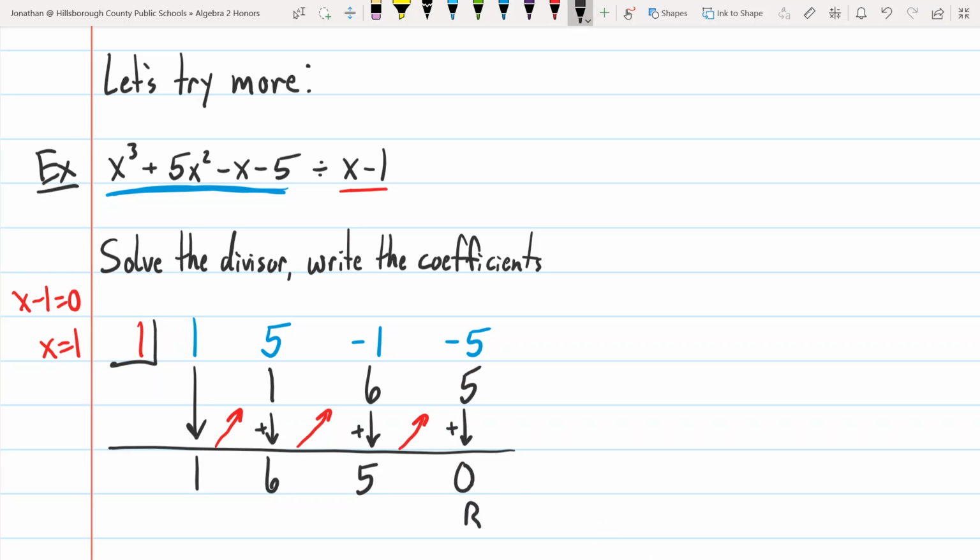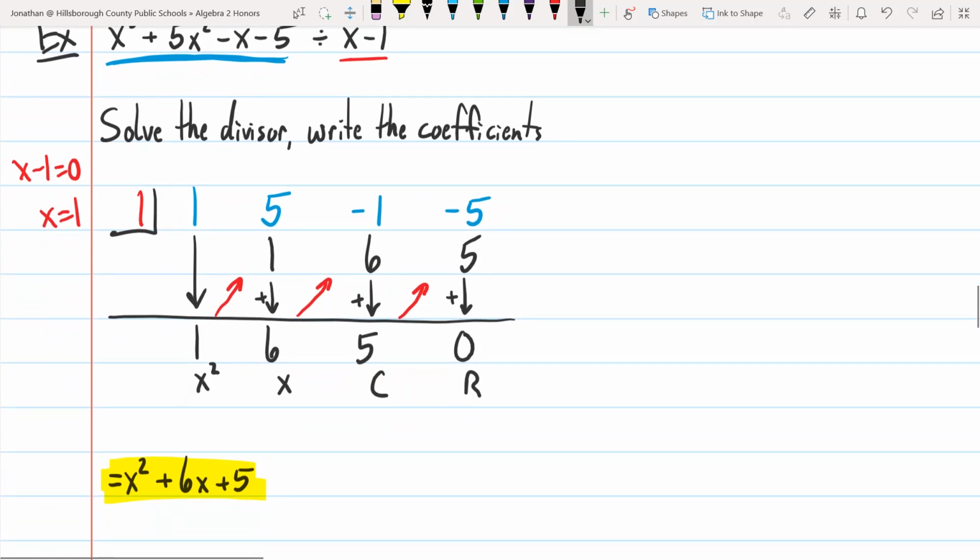So remainder, constant, x squared. Always start with the remainder, then the constant, then the x squared. Now, you're not really going to see someone write 1x squared. I'll write it this one time just to show you. So 1x squared plus 6x plus 5 with no remainder. So we don't write anything else. So it's just equal to.